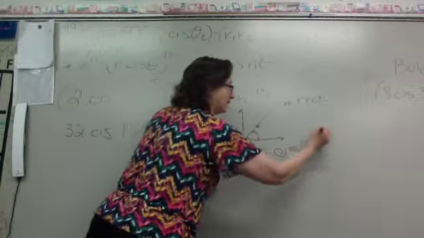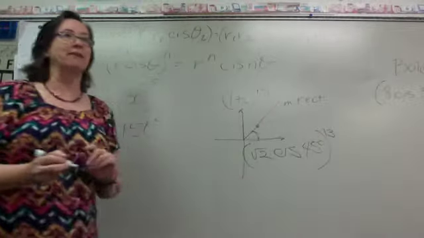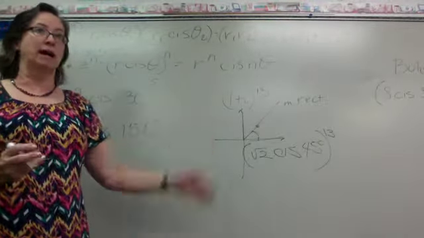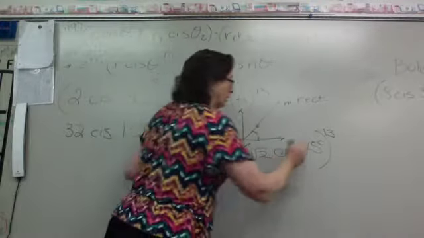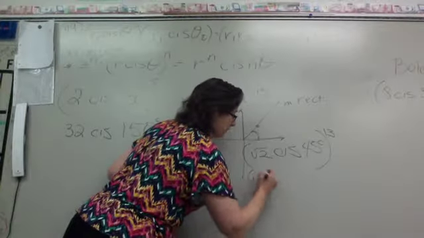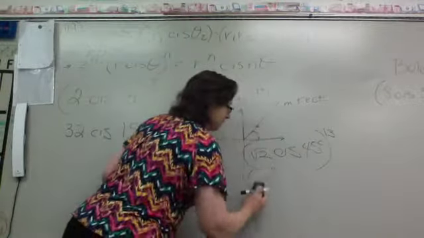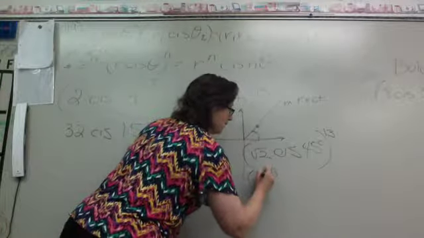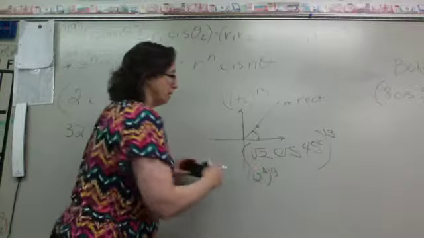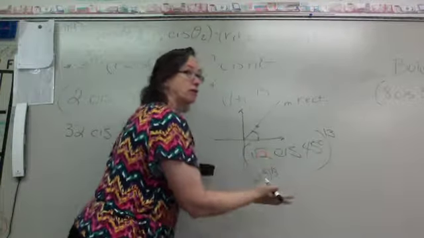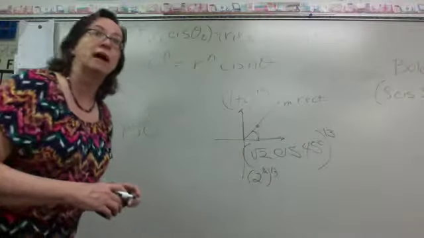Okay, so now what am I going to do? I'm going to take this one and raise it to the 13th power. Now that I've got it in polar, I can use my de Moivre's. All right, so it's going to be the square root of 2 to the 13th power. Now, isn't that square root of 2 the same thing as 2 to the 1/2 power to the 13th power? Okay, so what's that going to have? 2 to the 13 halves would be what? How many whole 2's would that be? 6.